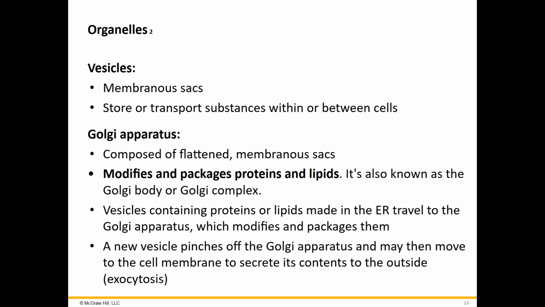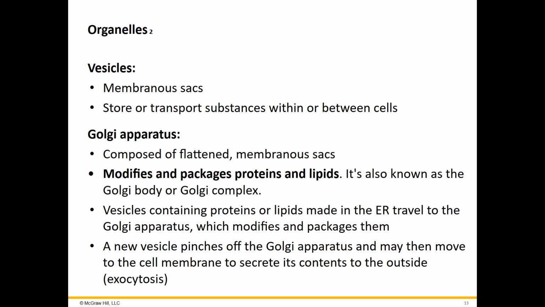Okay, it modifies them so that they're fully constructed to do what they need to do. Once that modification happens, into another vesicle it goes, and then it's either sent somewhere else in the cell where the protein or the fat is used, or it's pushed out of the cell to go to another cell or another part of the body where it's used. If it leaves the cell, it's called exocytosis. Exit the cell. Exocytosis. Okay?